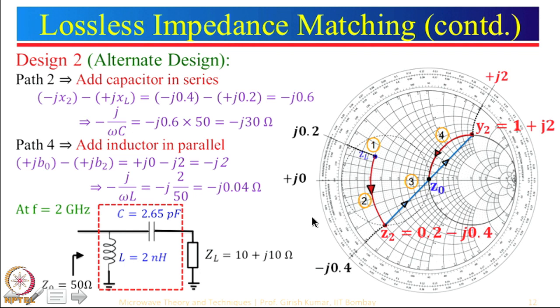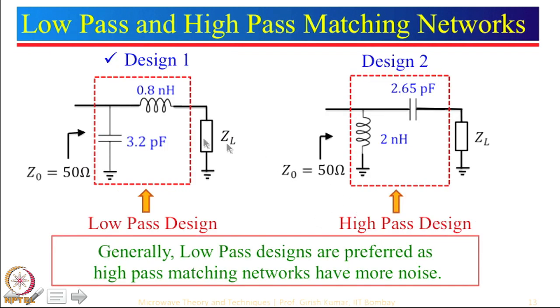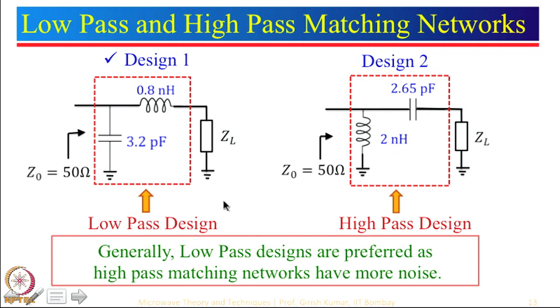Let us look at a comparison of these two. Here is design one, where we had added an inductor and then a capacitor in shunt. Here, the capacitor was added in series and the inductor was added in shunt. Now, this is actually known as a low pass design. We are going to cover low pass filter and high pass filter later on, but just to check quickly, you can do a very quick check also for low pass. Generally, what is a low pass design?